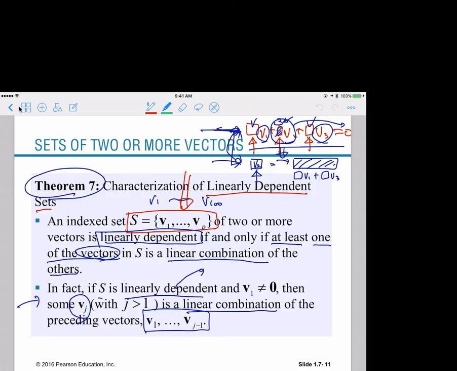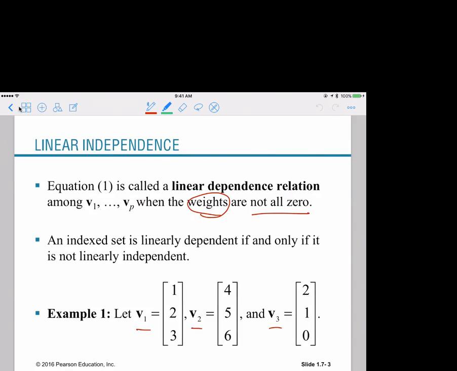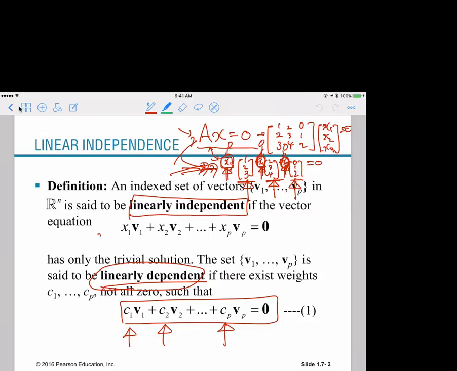So, last time we discussed this theorem 7. This chapter is about linear dependence or independence. Given a set of vectors, from V1 through Vp, the question is whether they are linearly independent or dependent, okay?